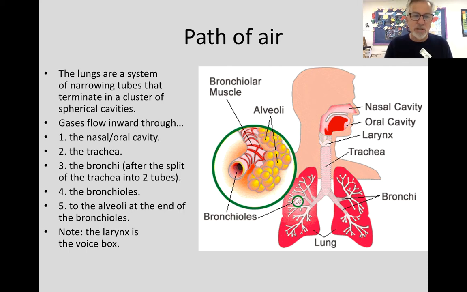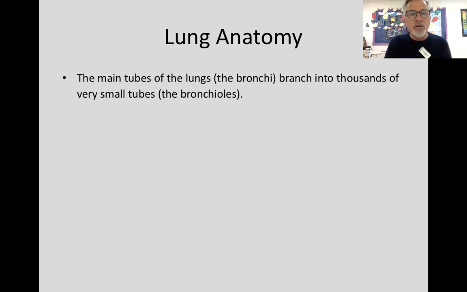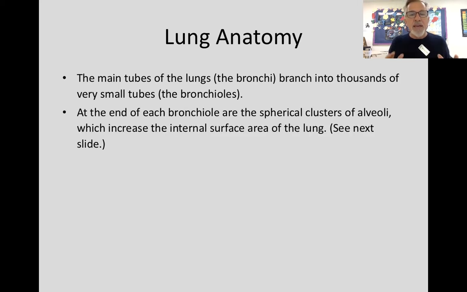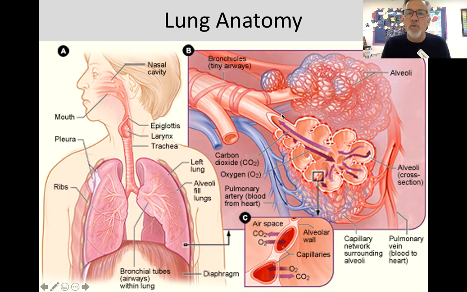with the respiratory system. So the main tubes of the lungs are called the bronchi, and they branch into thousands upon thousands of very small tubes, the bronchioles. At the end of each bronchiole are the spherical clusters of alveoli, which I'm going to show you. So here they are, and you can see the bronchiole terminates in these clusters of spheres, each one an alveolus, taken together, the alveoli. These, of course, increase the surface area for gas exchange.